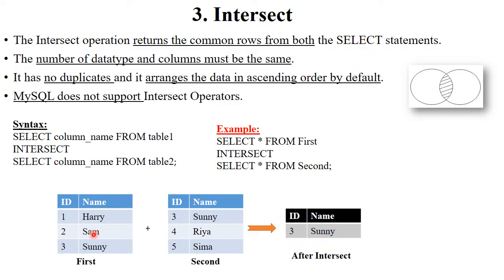See here, the first table and the second table. Which is the common row? The common row is Sunny, ID 3 and Sunny. This will be the common row, right? So it generates only those rows. But it shows the data only once, not as a duplicate, right? So the intersect operator returns the common rows in both tables.